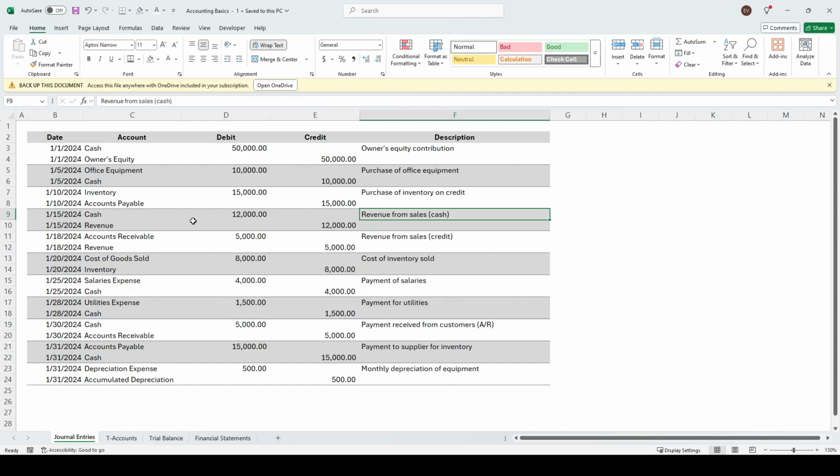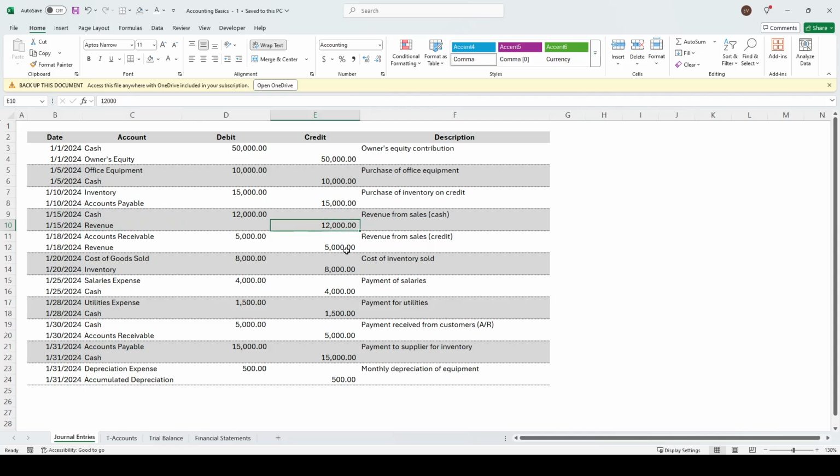Okay, the next item we have here is an increase in cash. So the business had $12,000 in cash sales. So we had an increase in cash. So you see the debit of $12,000. And we are going to credit revenue, as revenue is typically credited to show the increase in revenue.